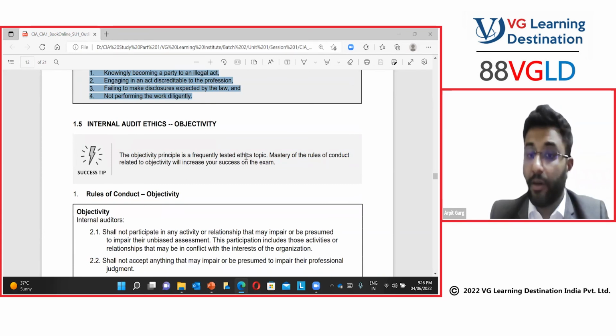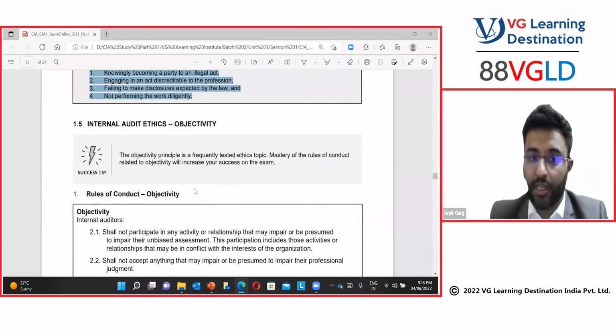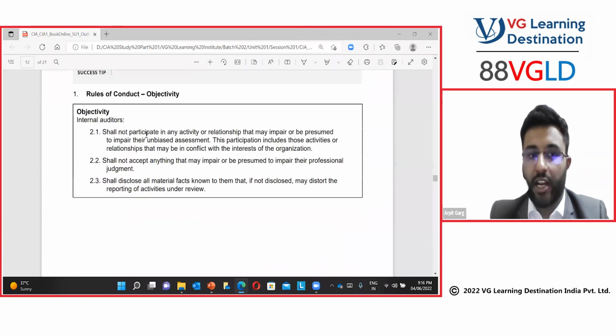Again, the objectivity principle is a lot of times asked in the examination. It clearly says on the success tip. Objectivity: employees shall not participate in any activity or relationship that may impair or be presumed to impair their unbiased assessment. This includes activities or relationships that may be in conflict with the interests of the organization. They shall not accept anything that may impair or be presumed to impair professional judgment, and shall disclose all material facts known to them that, if not disclosed, may distort the reporting of activities under review.